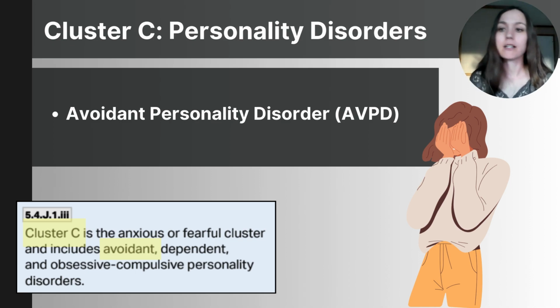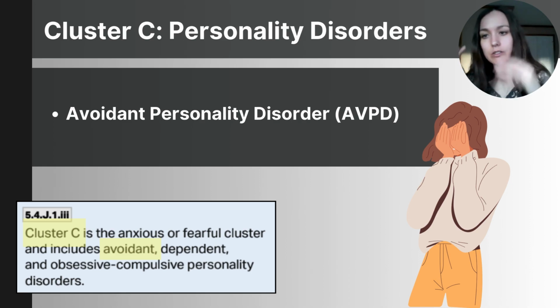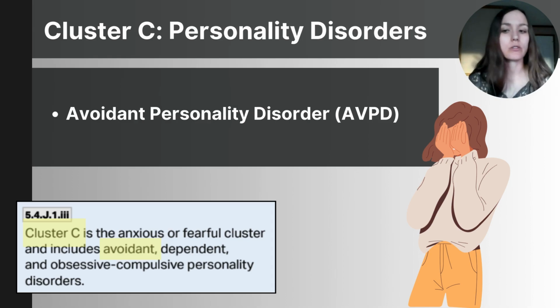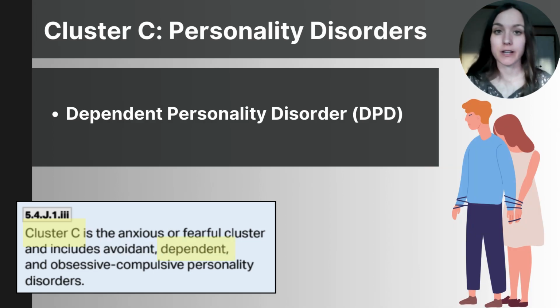People with avoidant personality disorder desire close relationships but fear rejection. So they are so intensely fearful that they isolate themselves. Causes of avoidant personality disorder are believed to result from a combination of genetic predisposition and childhood experiences of rejection, criticism, and social anxiety. The next cluster C personality disorder is dependent personality disorder.